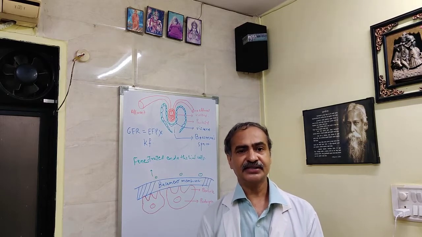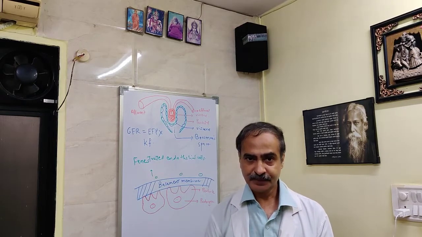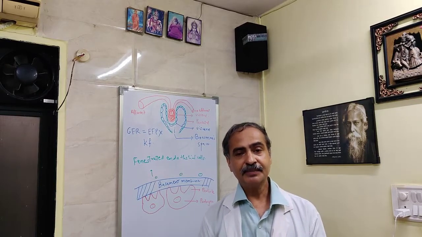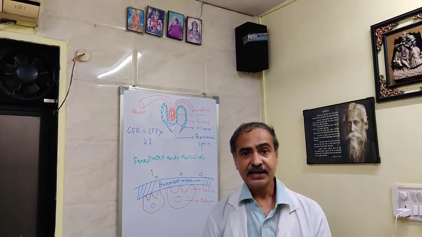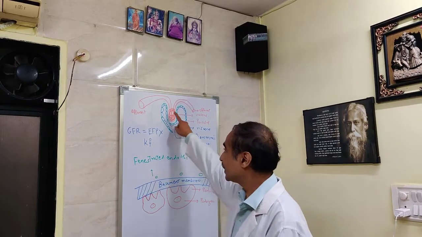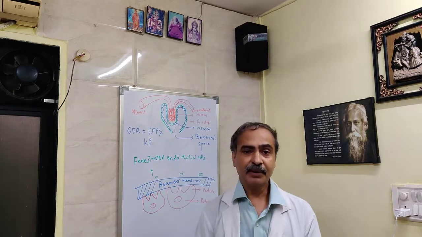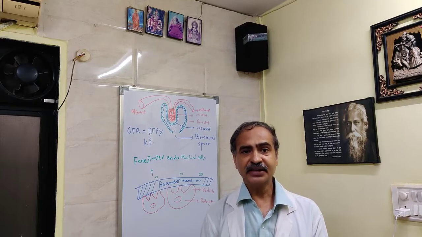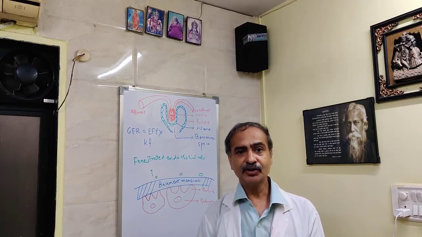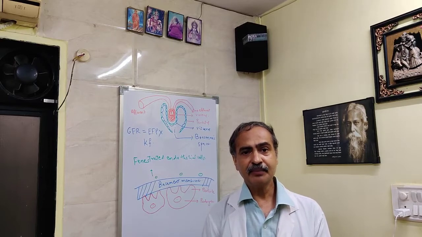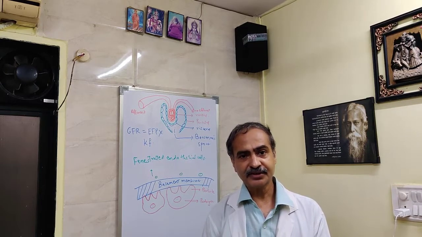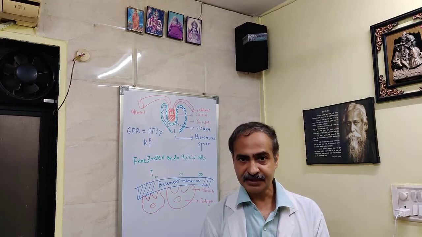so the effective filtration pressure is 10 to 20 millimeter of Hg, while the Kf, that is the filtration coefficient of the glomerular membrane, is dependent on two factors: the surface area or volume of the capillary bed, and the permeability of the glomerular membrane. Studies have shown that normally this Kf is 12.5 cc per minute per mm of Hg. So 12.5 into the effective filtration pressure, that is 10, becomes 125 cc per minute.